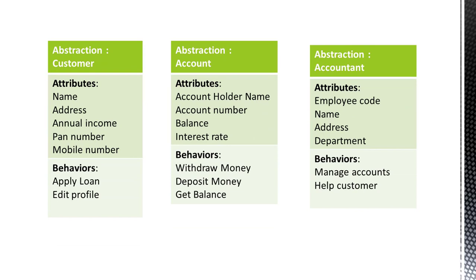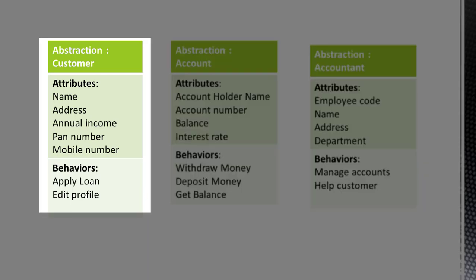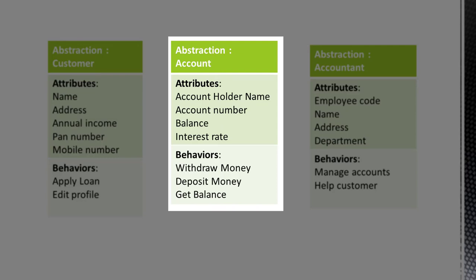Take a look at this example. Let's say we are working on a banking application and we have three different objects: customer, account, and accountant. We have already performed abstraction and identified important attributes and behaviors for all of them as follows. Customer will have name, address, annual income, PAN number, and mobile number as the attributes, and apply loan and edit profile as the behaviors. Then the account object will have account holder's name, account number, current balance, and interest rate as the attributes, and withdraw money, deposit money, and get balance as the behaviors.